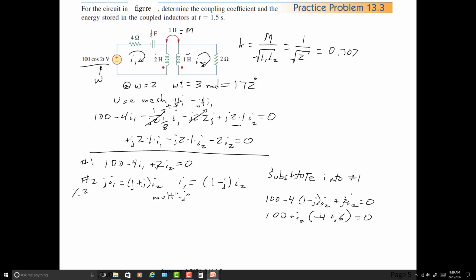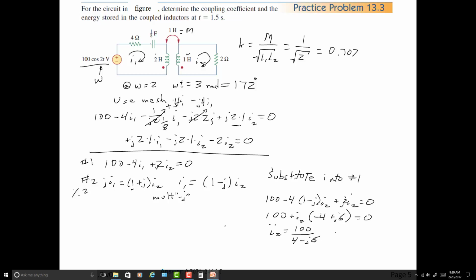I2 equals 0. And if we go through the trouble on this, we will get I2, whoops, where am I at here? I2 is equal to 100. We just have to watch our signs real carefully. Over, I'm going to reverse it now, 4 minus J6.